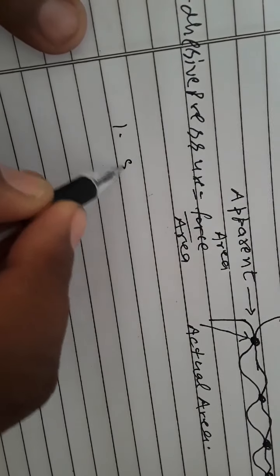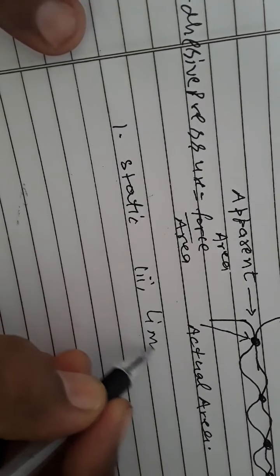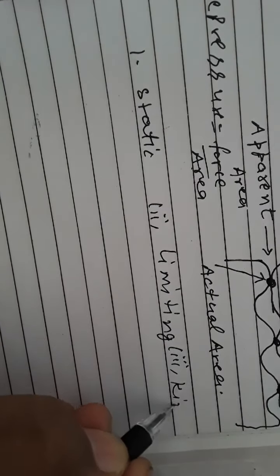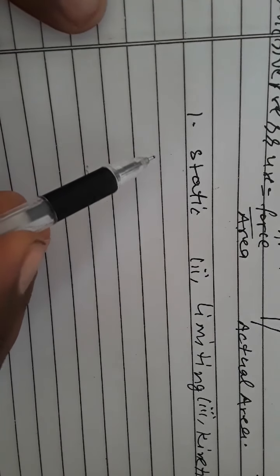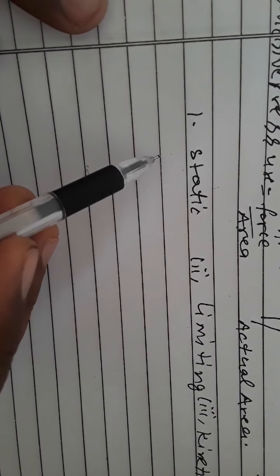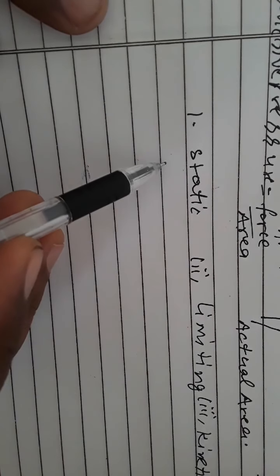Now we have three types of friction. First is called static friction, second is called limiting friction, and third is called kinetic friction. What is static friction? If the object is at rest and remains at rest, here we are applying a force on the object, but the actual motion does not start. So the friction which comes into play is called static friction.